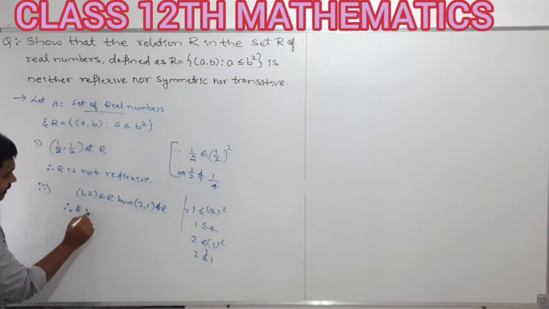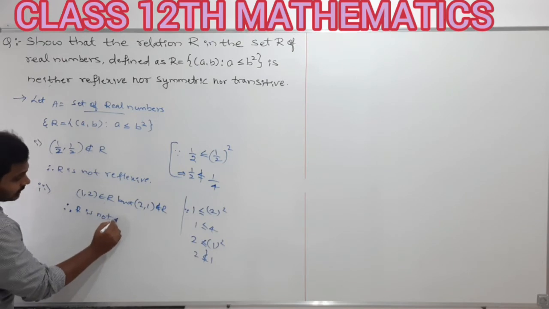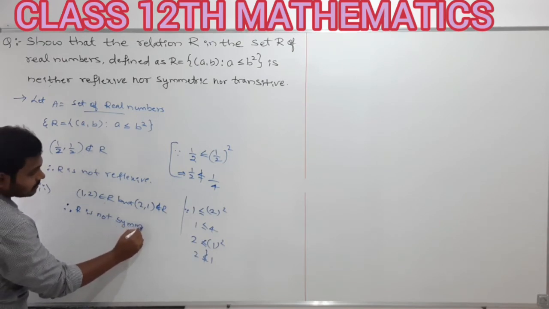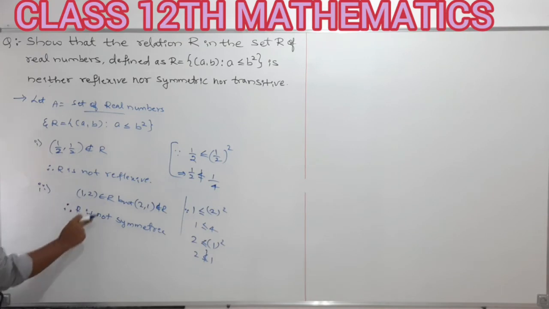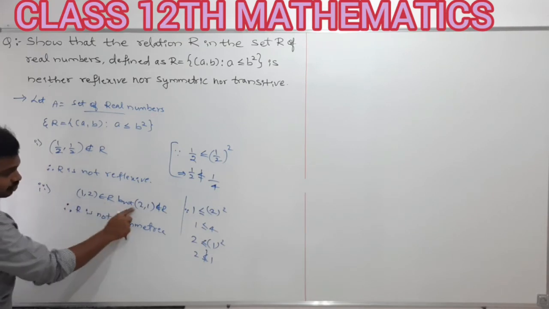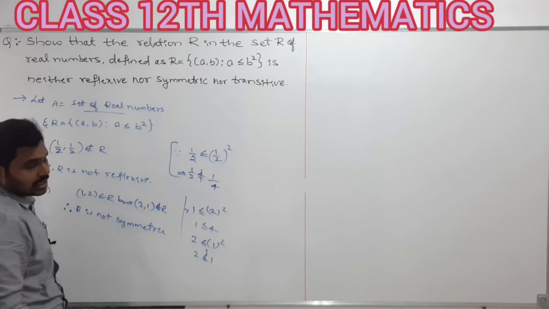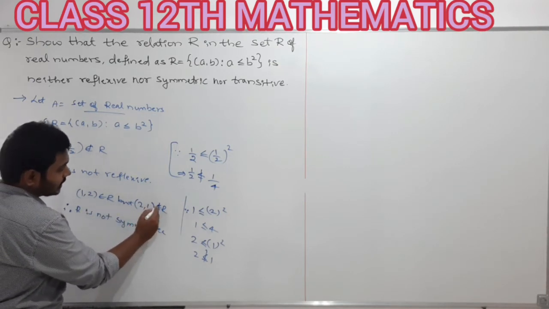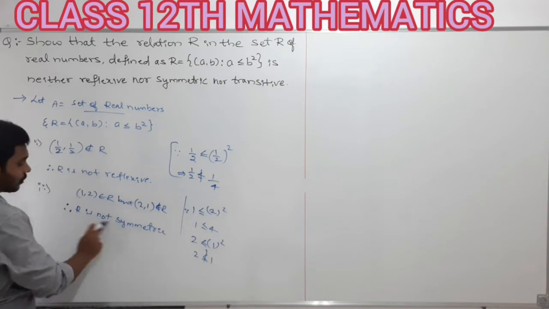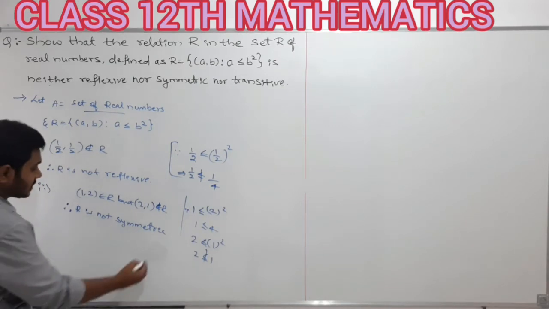Therefore R is not symmetric. What is symmetric, my dear students? Symmetric means that if any ordered pair (1, 2) belongs to R, then the reverse of this, (2, 1), must be in the relation R. But here (1, 2) belongs to R, but (2, 1) does not belong to R. Therefore R is not symmetric.